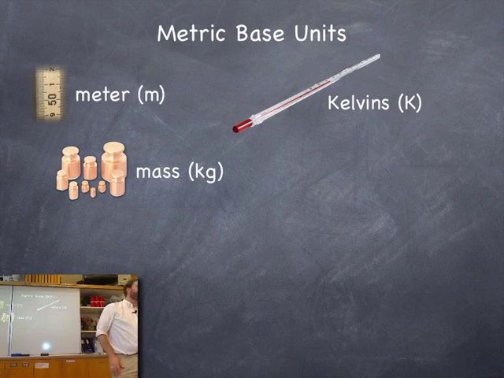It's a little bit more complex than that, which we'll talk about in the whole unit. For kelvins, we do something a little bit different. For kelvins, what we do is we say the zero point is what we call absolute zero.